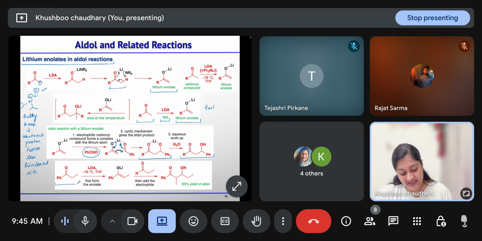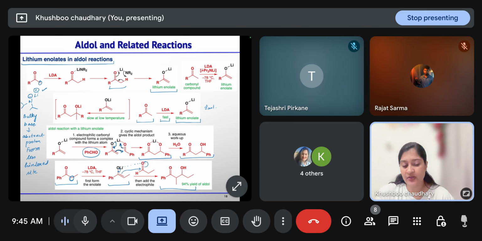Similarly, if we have this ketone and we are treating it with LDA, it will take the proton from the less hindered site, and only one enolizable proton was there. So this enolate will generate. Then we will add the other electrophile, in this case this aldehyde. Then this lithium will coordinate with this carbonyl oxygen, and then this bond will shift here, it will attack on this, and this carbonyl oxygen will take that lithium, and after workup, we will get this aldol product.